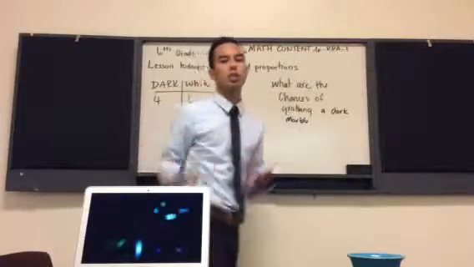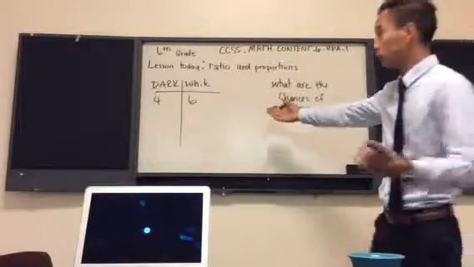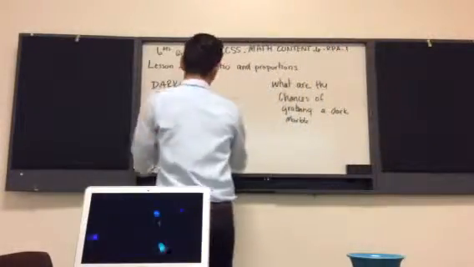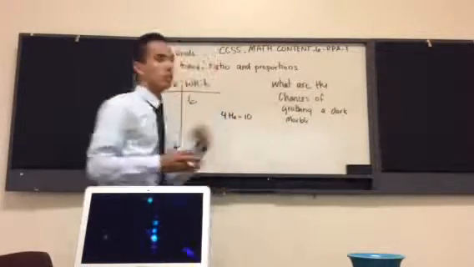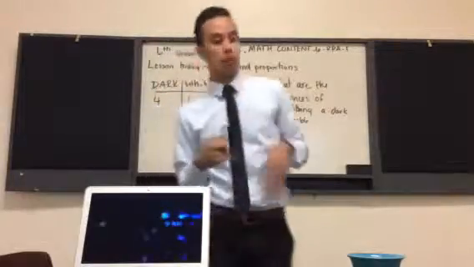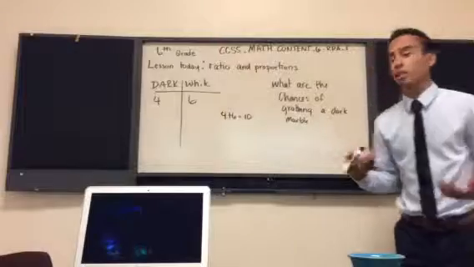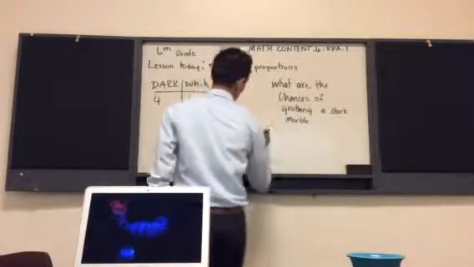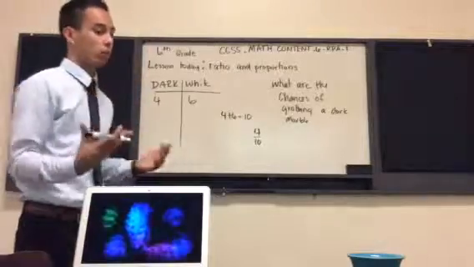So we'll have to look at the total underneath. So there's a total of 10, right? So we just simply say 4 plus 6 equals 10. And we're looking for the chance or the ratio of us grabbing 1 dark marble out of the complete 10. So it would be 4 out of 10, right? That would be the total.